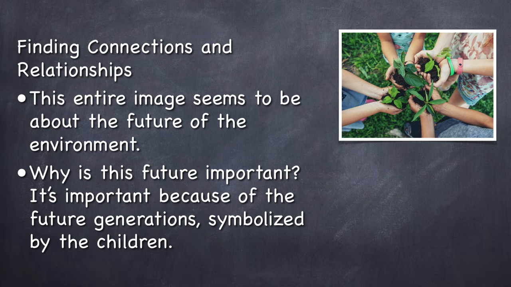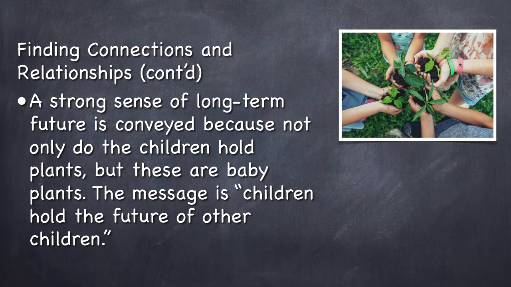Now let's find some connections and relationships between the elements and some of the symbols that we've seen. This entire image seems to be about the future of the environment. Now, how do we know that? Because of all the things that we have inferred, right? The children symbolize the future. The plants symbolize the future and the environment. Now, why is this future important? It's important because of the future generations symbolized by the children. You see, we can infer all of that just by looking at this image more closely. Now we're going to continue. Now there's a strong sense of long-term future conveyed, because not only do the children hold plants, but these are baby plants, right?